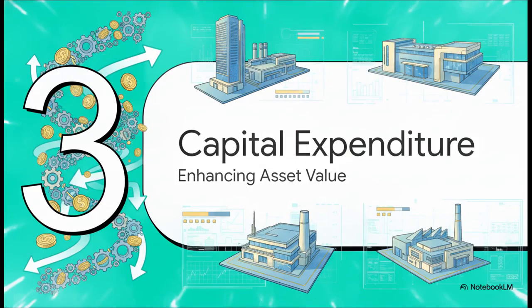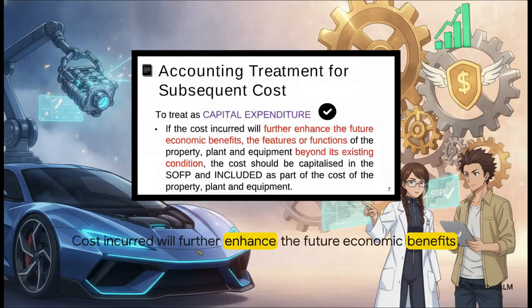Section 3. Capital expenditure. Okay, so if a cost you incur upgrades an asset beyond its original existing condition, it's what we call a capital expenditure, or CapEx. Think of it like taking a standard car and dropping a powerful, brand new racing engine into it. It significantly enhances the future economic benefits. Because it adds real, tangible value to the asset itself, this cost goes straight into the statement of financial position, the SOFP. You are literally adding this cost to the carrying value of your asset. It's a total level up.